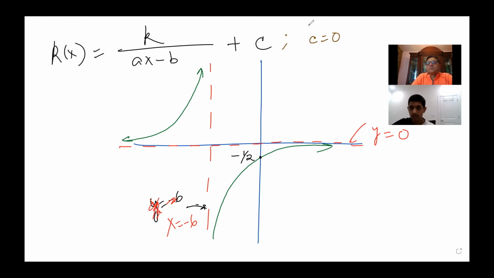So c equals 0. Perfect. So you have k over ax minus b. And then the vertical asymptote is x equals minus 6. So you can put ax minus b equals 0. And you can put a as minus 6. So it's like minus 6x minus b equals 0.